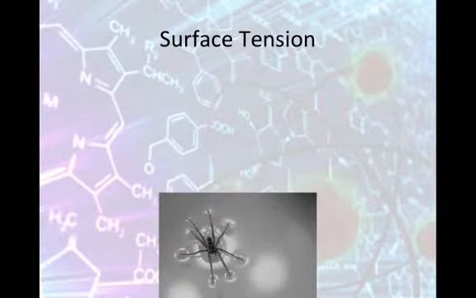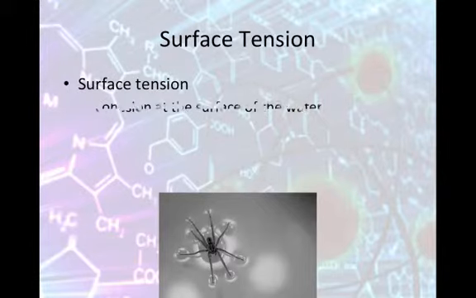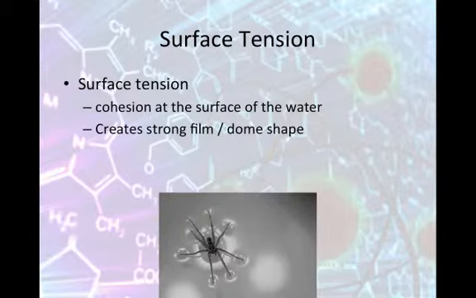Another property of water is surface tension, and this is also caused by the hydrogen bonds and cohesion between water molecules. Surface tension is really defined as the difficulty of breaking the surface of a liquid, and basically cohesion creates what is like an invisible film on the surface of water. It's also what gives the water a dome shape, like when you drop water on pennies.